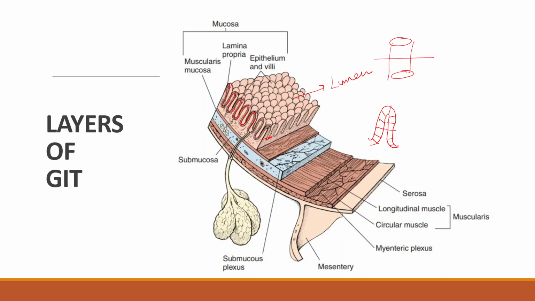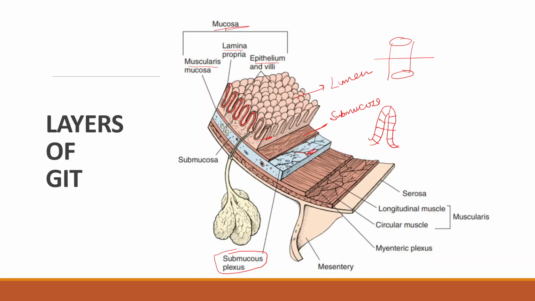So this part is called mucosa. You can see this is mucosa, right? Mucosa having muscularis mucosa and lamina propria, and again villi, having epithelium over it. Then just below this mucosa there is submucosa, right? Submucosa, just below the mucosa. Can you see a network present over here? So this is your submucosal plexus, right? So nerve endings and all the blood vessels are present in this layer.